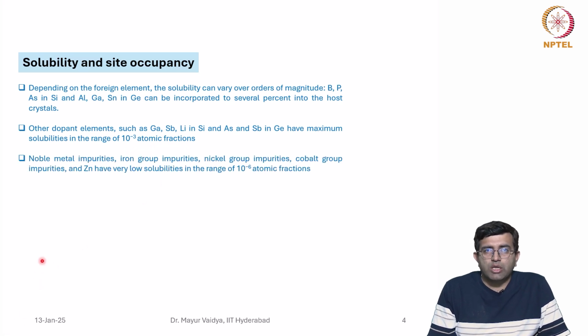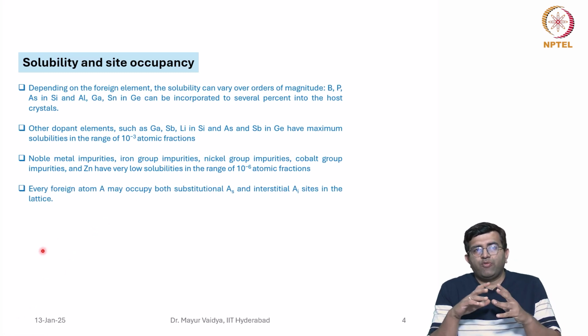Noble metal impurities such as iron group impurities, nickel group impurities, cobalt group impurities, and zinc, they have very low solubilities in the range of 10 power minus 6 atomic fractions. So, these basically the transition metal groups have extremely low solubilities in the semiconductors, which are in the range of 10 power minus 6 atomic fractions.